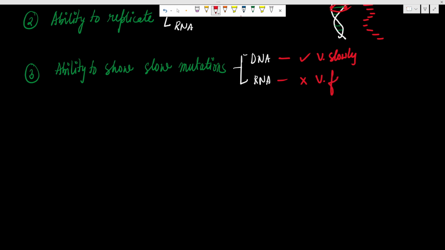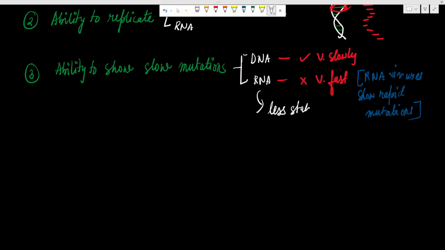shows mutation very fast. So a point to be noted over here, as you all know, RNA viruses show rapid mutations because of this fact that RNA mutates rapidly. Due to what point should we remember here? Because it is much less stable. It is less stable, that is why mutation is fast in it. But DNA is far more stable than RNA, and as a result of that it is showing very slow mutation.